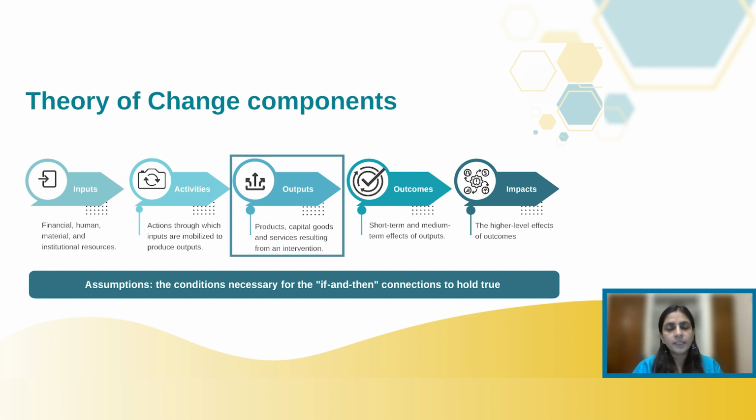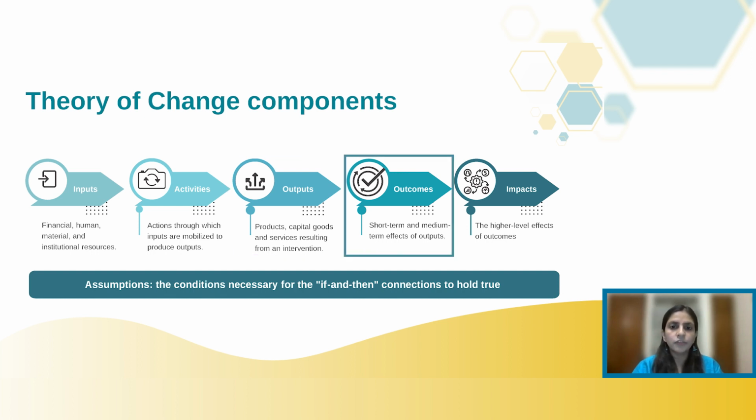Outputs are the products, capital goods, and services that result from an intervention. These are essentially the tangible products and services that are delivered to people as part of the project. Outcomes are the short-term and medium-term effects of an intervention's outputs. These are often knowledge and behavioral changes that we expect to see in people as a result of the outputs that are being delivered. Impacts, which are the higher-level effects of an intervention's outcomes. These are really our intended results of the program and the goals that we've been working towards.